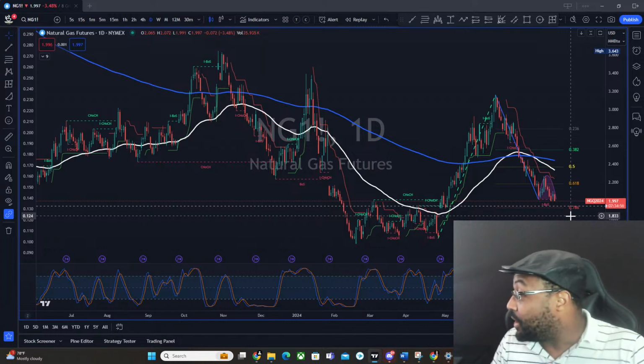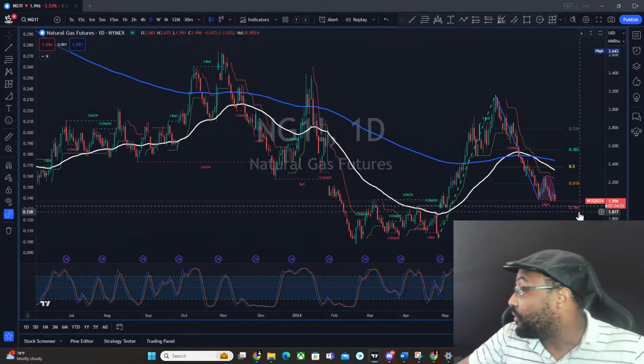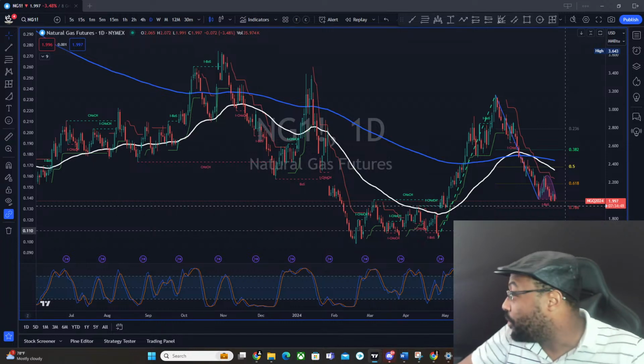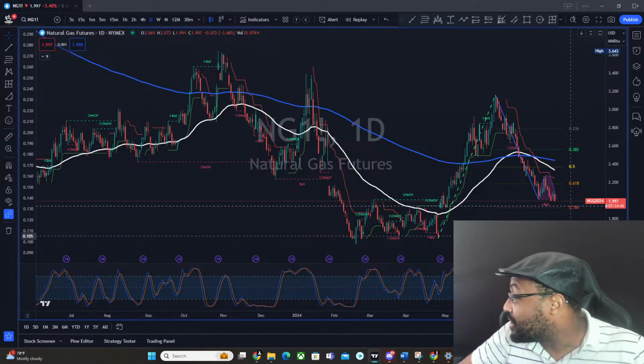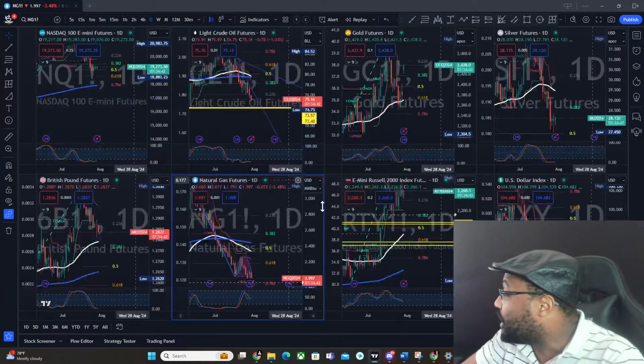I'm looking for it to kind of come into that contract expiration gap and start to fill down, maybe come down to 1.67, 1.64, down to this area. Somewhere around this area is a good place to probably take profit.